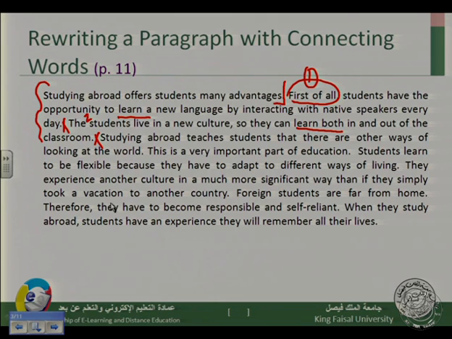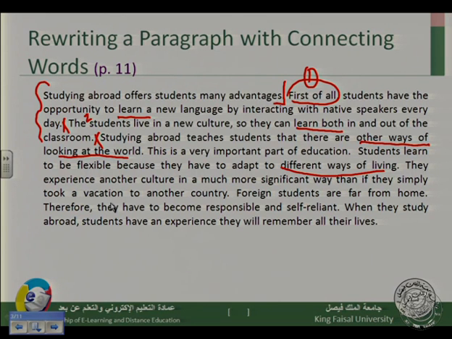Now, the paragraph goes on and says, studying abroad teaches students that there are other ways of looking at the world. This is a very important part of education. Students learn to be flexible because they have to adapt to different ways of living. So, different ways of living and other ways of looking at the world. So, different and other are kind of also related.